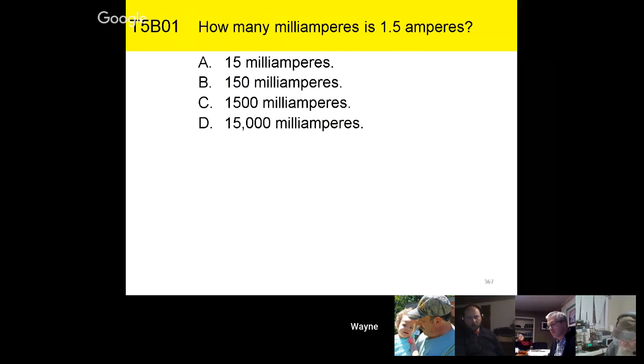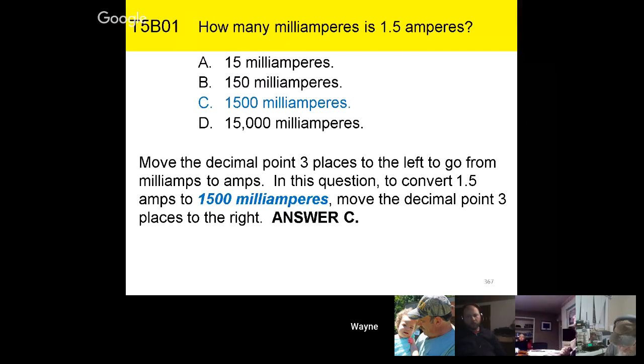How many milliamperes is 1.5 amps? So we're going to go ahead and move our decimal place. We're going to move it to the right 3 spaces, and we come up with the answer being C, or 1,500 milliamps.